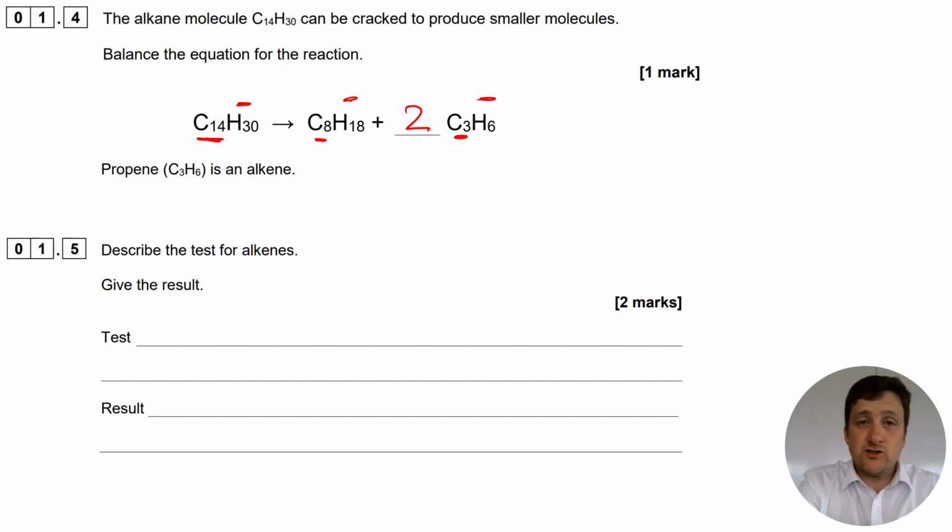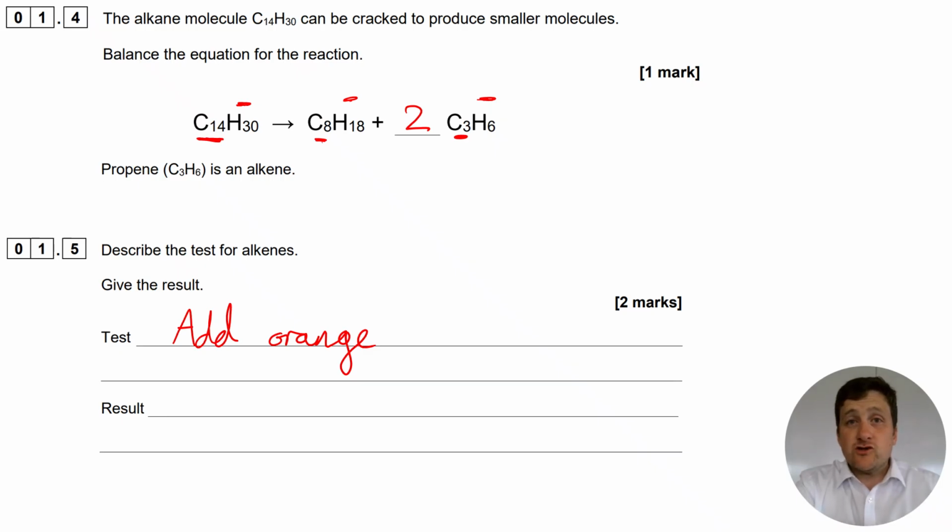But it's relatively straightforward. It's not technically part of your chemical analysis topic, even though it's giving a test for something. I always add the color. It's really important, I think, that you know what the starting color is in chemistry, because if you're talking about a color change, you need to know the starting color. So what you do is you add orange bromine water.